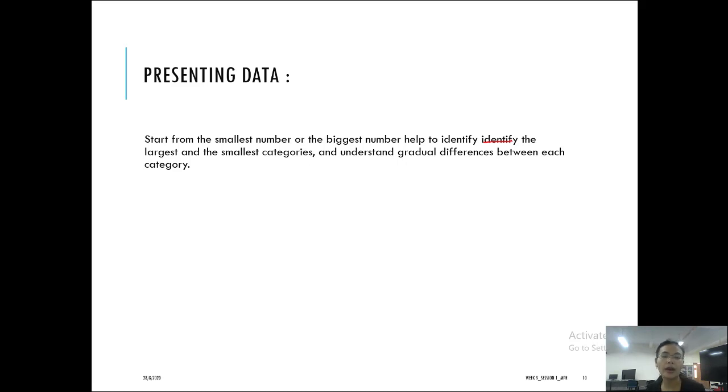So that is why you should start with the smallest number and then continue with the second smallest, and gradually talk until the biggest one, or from the biggest to the smallest. This helps identify which one is the largest or the smallest, and helps readers understand the gradual differences between each category.